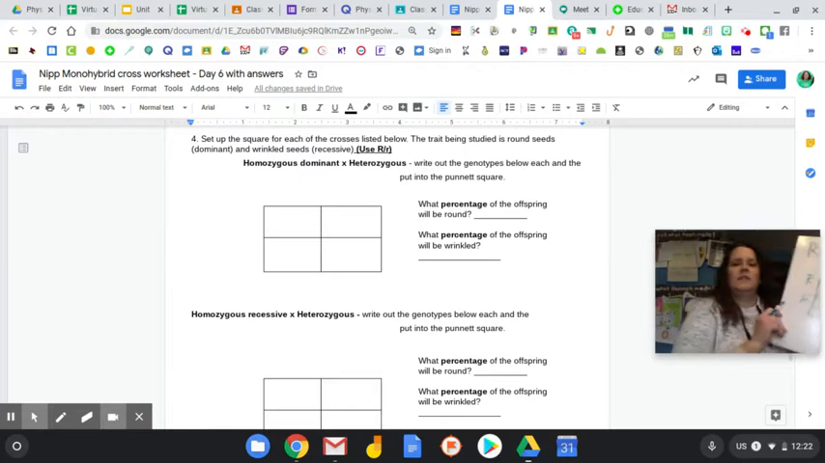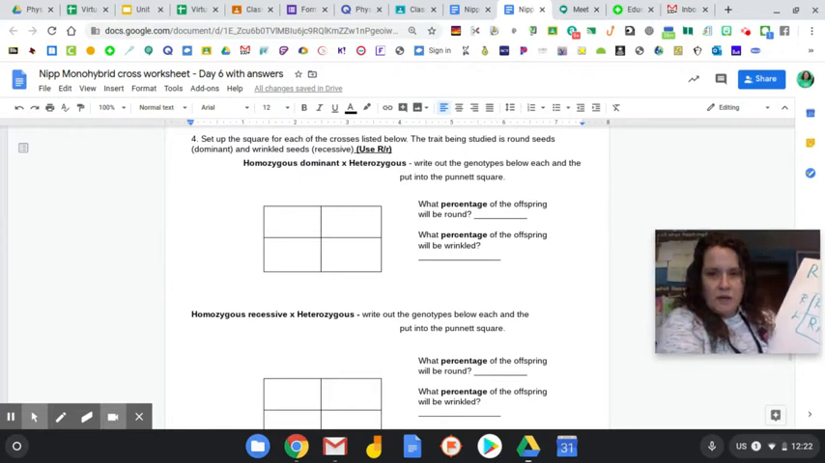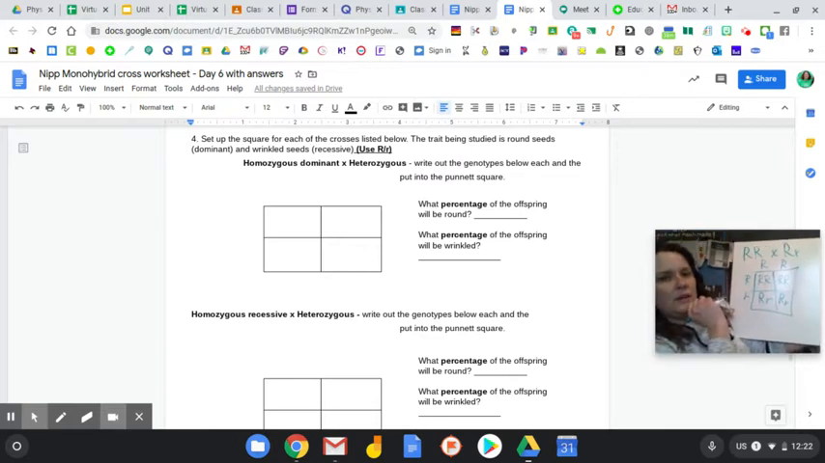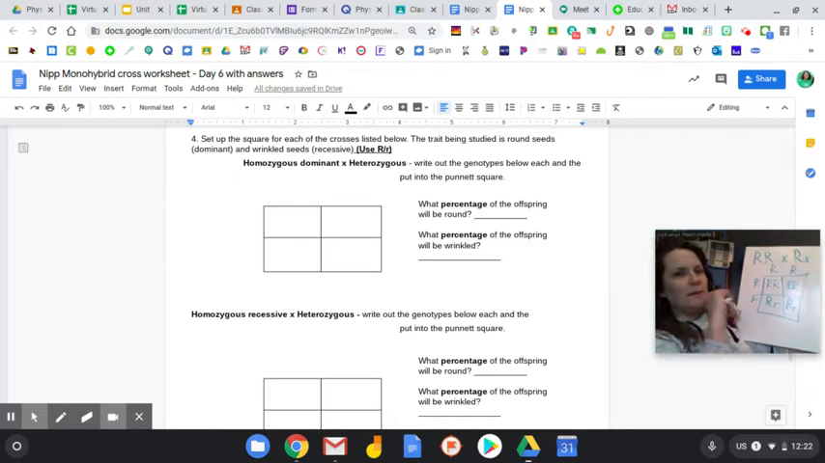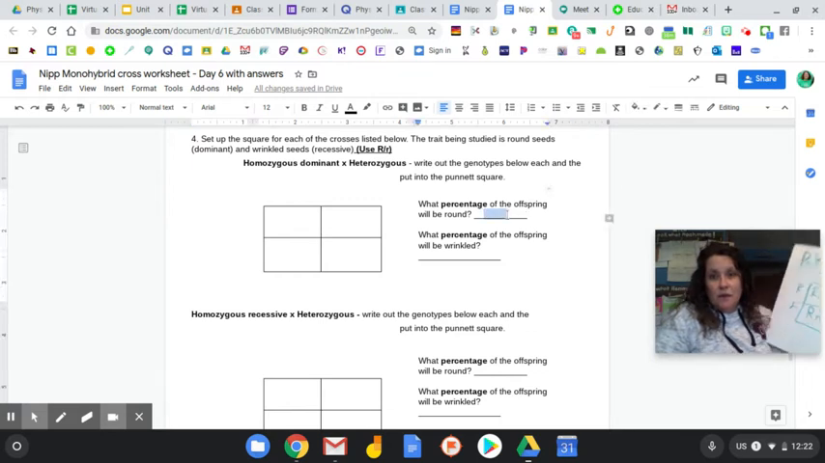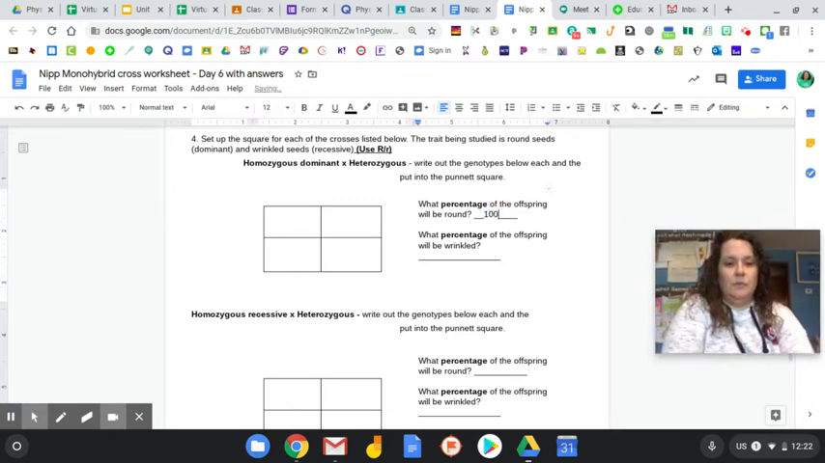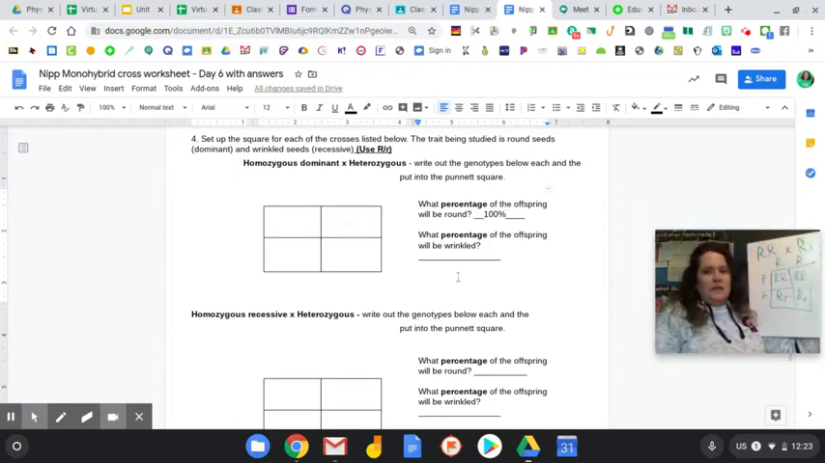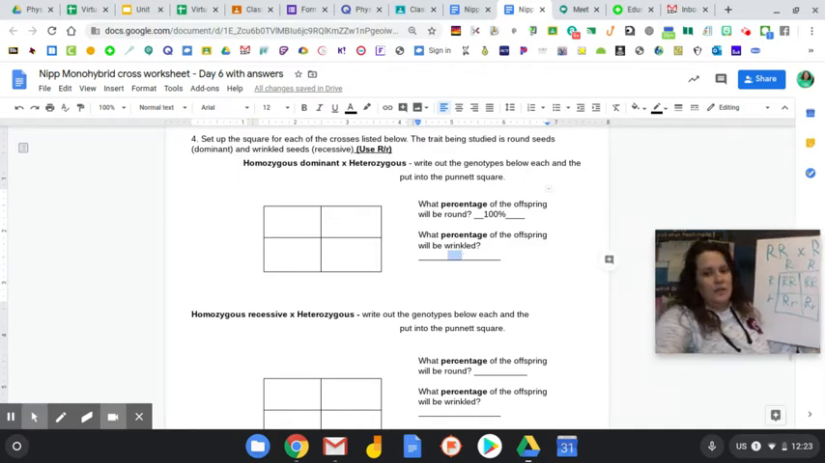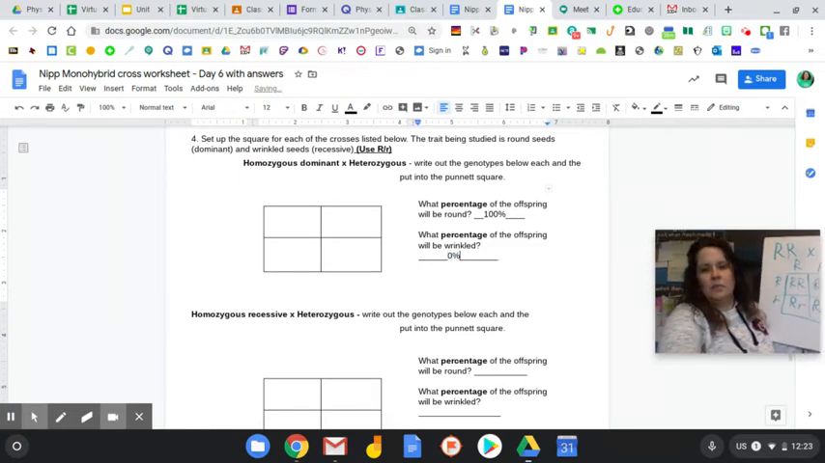So then the two questions say, what percentage of the offspring will be round? So when I look at what this Punnett square is telling me, what percentage will be round if I look back on that? Round is dominant to wrinkled. So what percentage will be round when I look? Round, round, round, round. So what is that? Yes, it's 100%. What percentage from this will be wrinkled? Well, it can only add up to 100%. But if you look at this, is there any little r, little r? Nope. So that one is 0%. Okay.